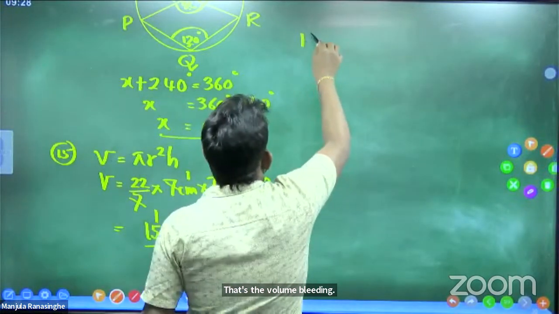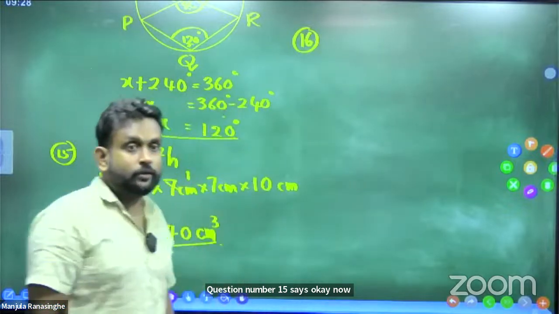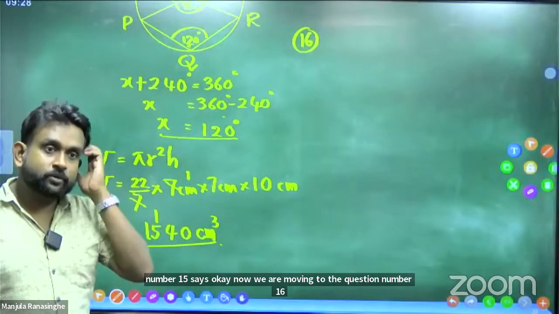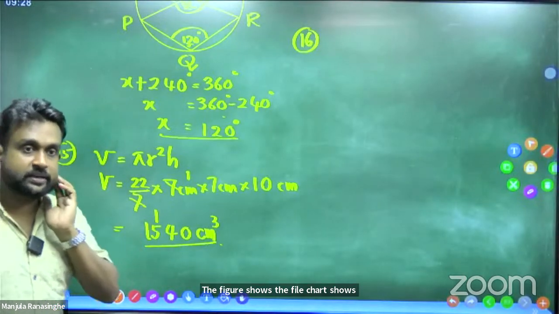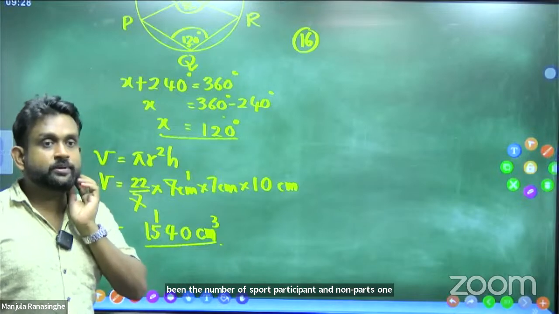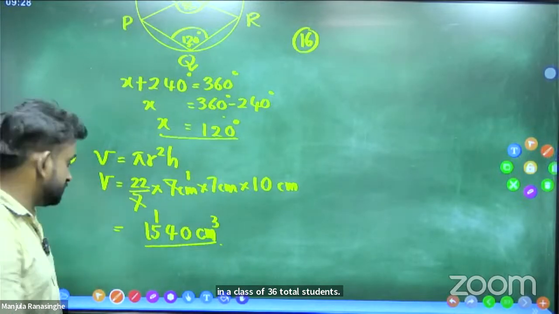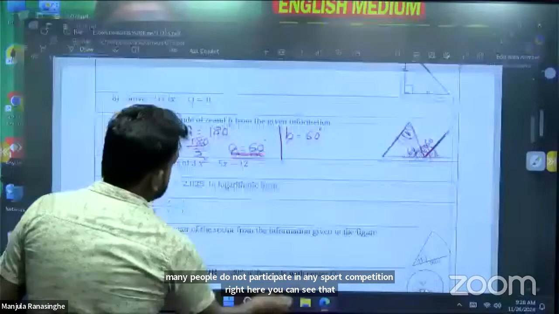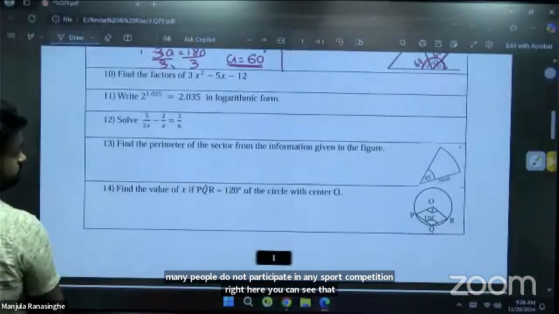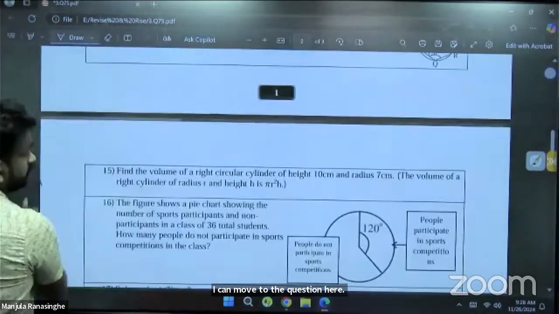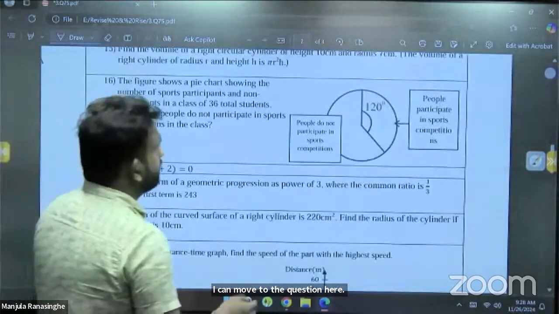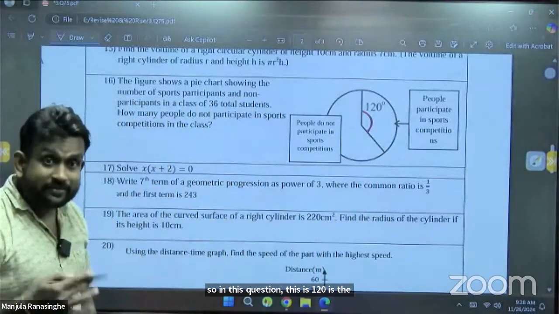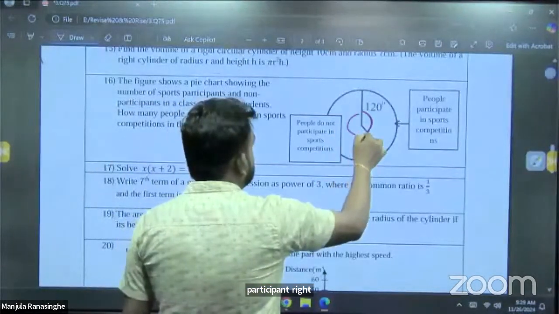Now we are moving to question number 16. The pie chart shows the number of sport participants and non-participants in a class of 36 total students. How many people do not participate in sport competition? Here you can see that, in this question, this 120 is the participant, and the balance is the not participant.